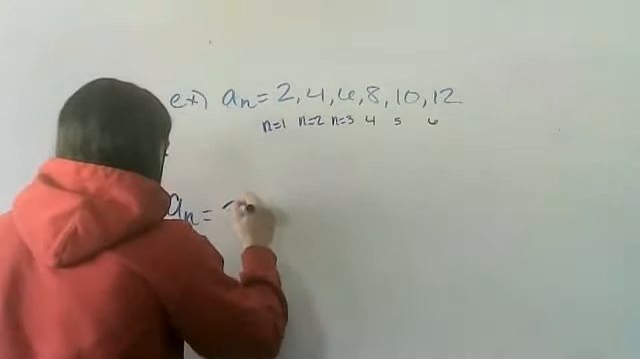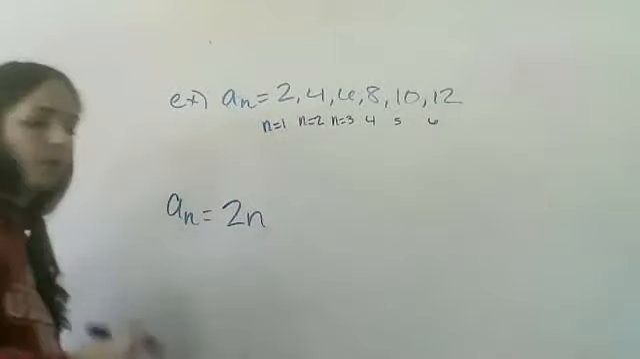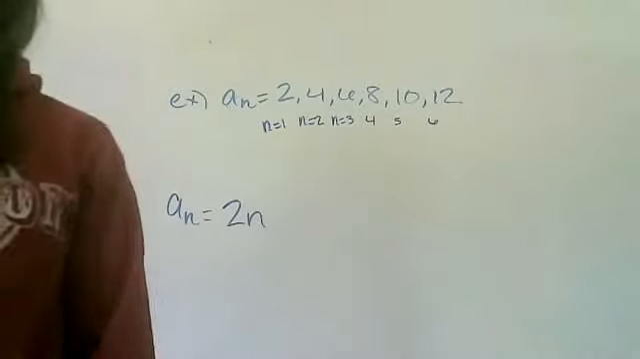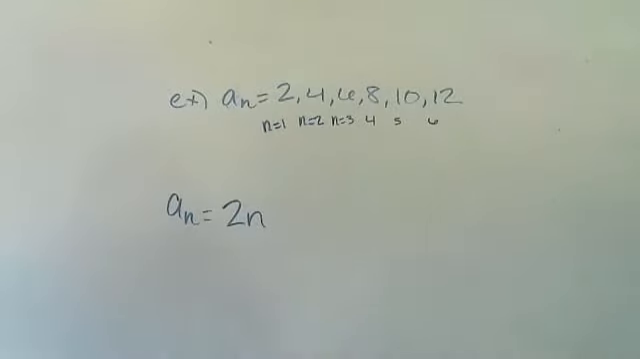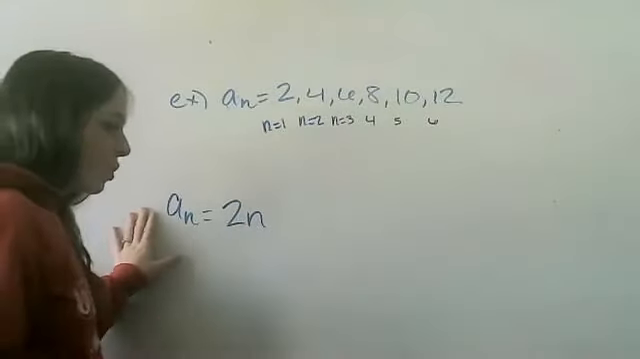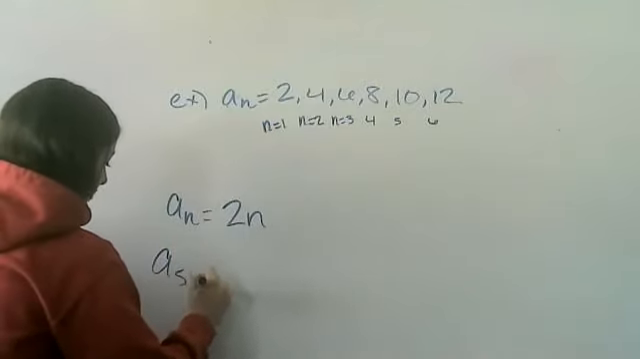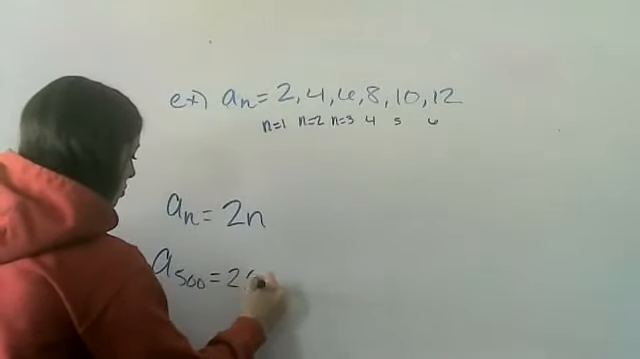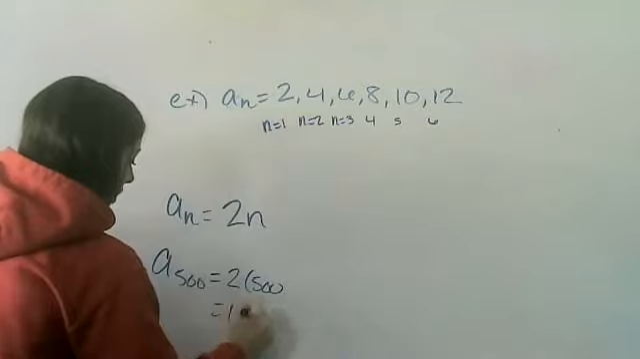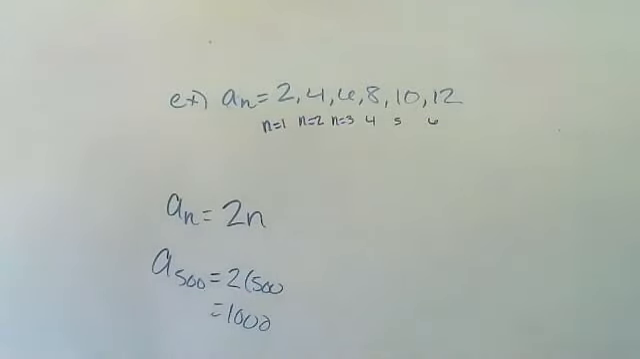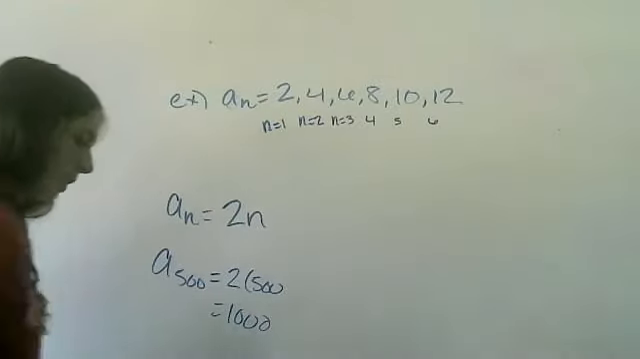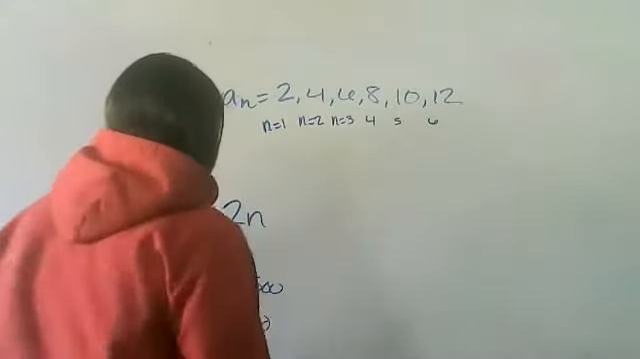So you could write this as n times 2 or just simply 2n, right? It means the exact same thing. So in this case, if I did ask you, well, what's my 500th term? You could say, yeah, a sub 500 equals 2 times 500. That term is going to be 1,000, okay? If you cannot use your rule to find some far out term, it's not a correct rule.